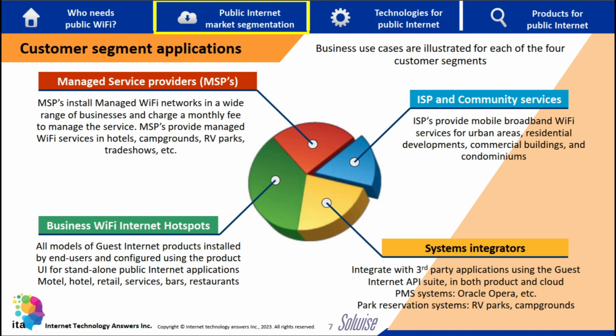Now, what we can do is divide the customer segment. These are the people who are installing Wi-Fi into 4 areas. At the bottom left, we have the segment that you know very well, I think. Business Wi-Fi internet hotspots. That's the motels, hotels that are installing Wi-Fi for the customers, the gyms, that type of business. They'll buy a product, install it, and give the customers Wi-Fi.